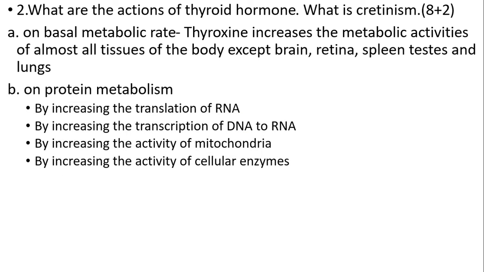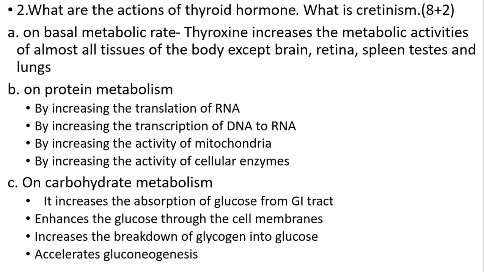On protein metabolism, the thyroxine acts by increasing the transcription of DNA to RNA, by increasing translation of RNA, by increasing the activity of mitochondria, and by increasing the activity of cellular enzymes. On carbohydrate metabolism, it increases the absorption of glucose from the GI tract, enhances the entry of glucose through the cell membranes, increases the breakdown of glycogen into glucose, and accelerates gluconeogenesis.